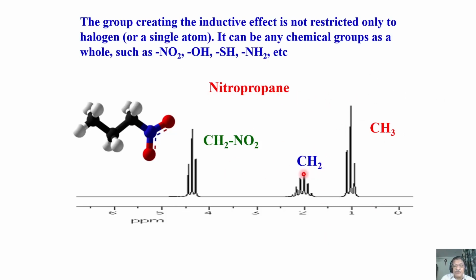Then comes the middle CH2, attached to CH3, in between NO2, CH2 and CH3. This comes here. And the CH2 which is attached to NO2 comes close to 4.5 ppm. Look at it. It has moved enormously downfield because NO2 is directly attached to this CH2 group. So electronegative substitution, when it withdraws electrons, shifts the chemical shift. This is very clear from this.